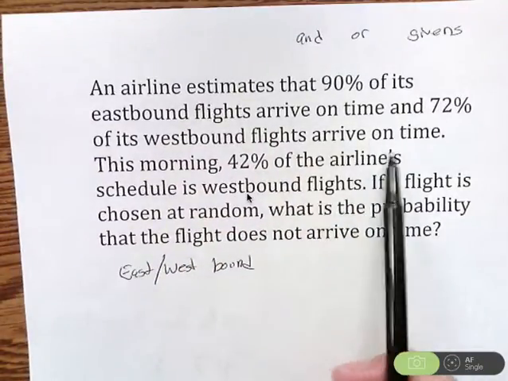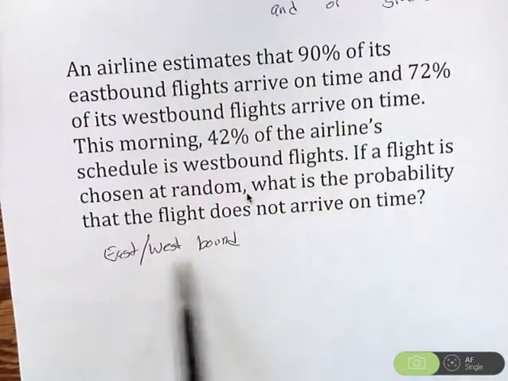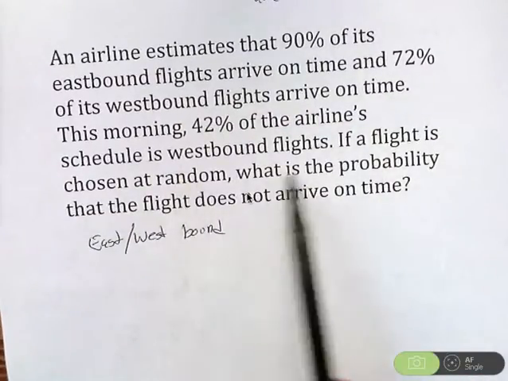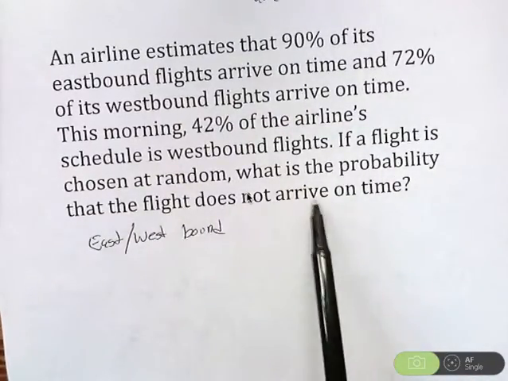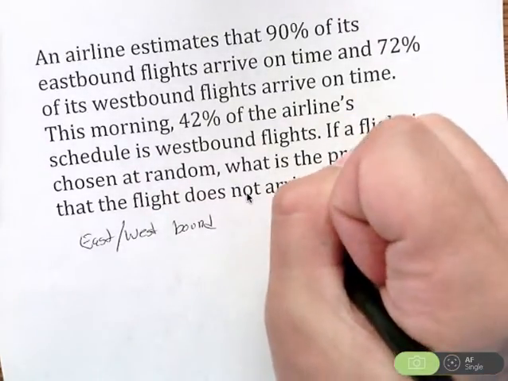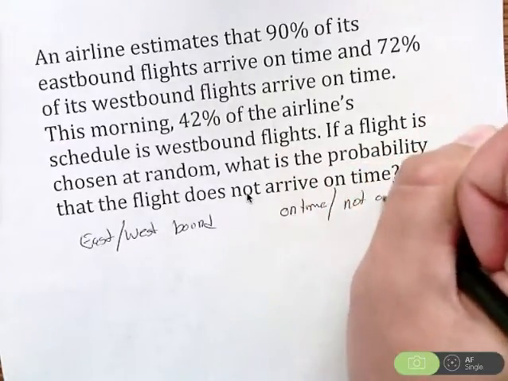I also see arriving on time. This morning, 42% of the airline schedule is westbound flights. That's what we talked about. It says if a flight is chosen at random, what is the probability that the flight does not arrive on time? So it looks like we have eastbound, westbound, on time, and not on time.